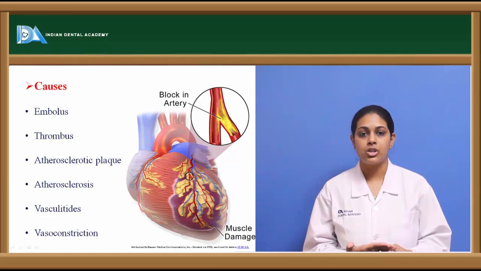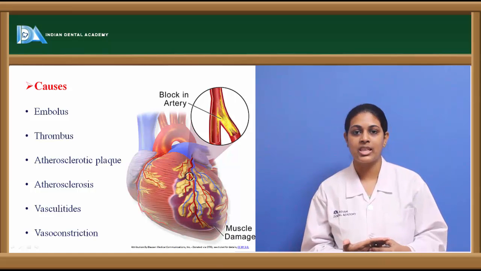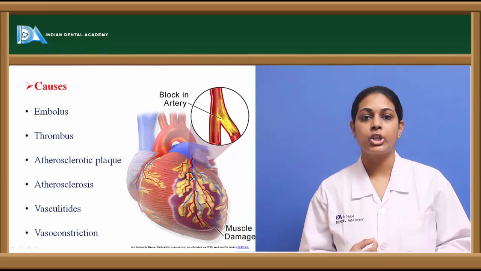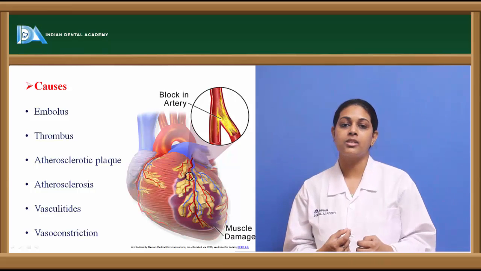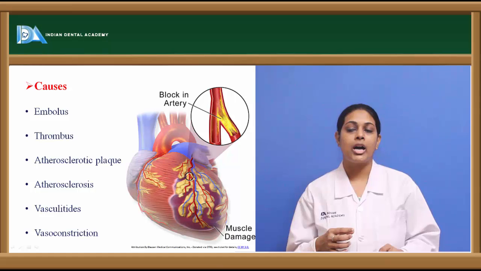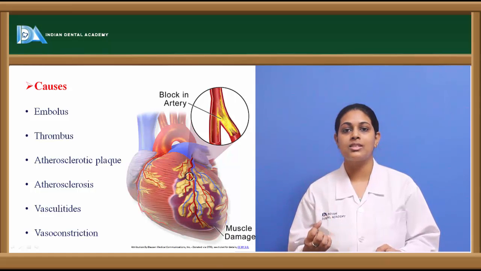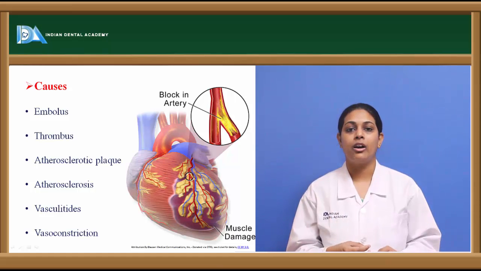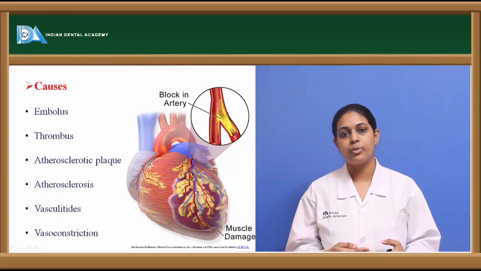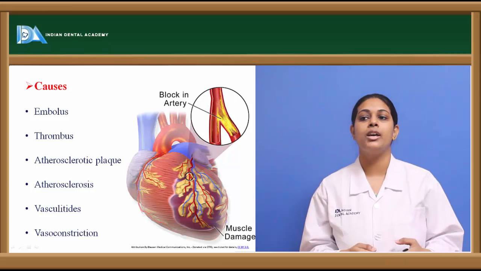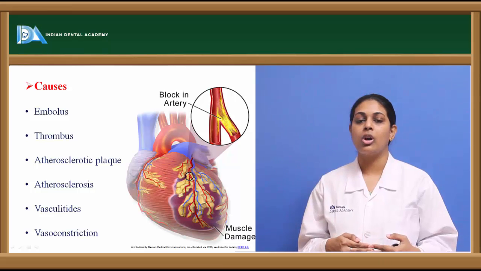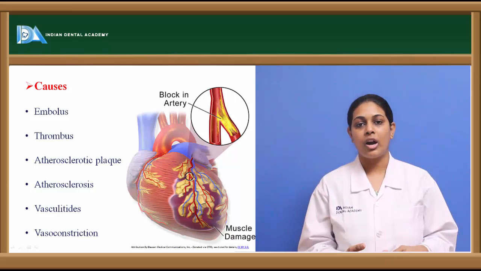Other than that, we can also see an atherosclerotic plaque. That is, we see an alteration in the wall of the arterial system, and this thickening of the arterial wall is known as atherosclerosis, and the detachment of this thickening from the arterial wall is known as atherosclerotic plaque. So this could also be one of the reasons for infarction to occur.